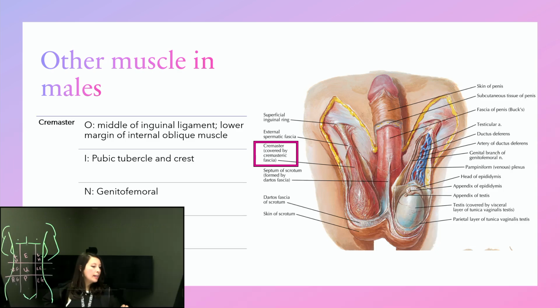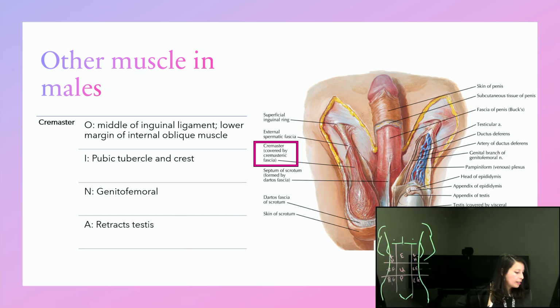Now, I told you earlier that in most humans we're going to have those 5 muscles, but in males specifically, there's one other muscle that we have to talk about, and this is the cremaster. The cremasteric muscle is going to essentially retract the testes. So that picture that you see right here is the cremaster in males.